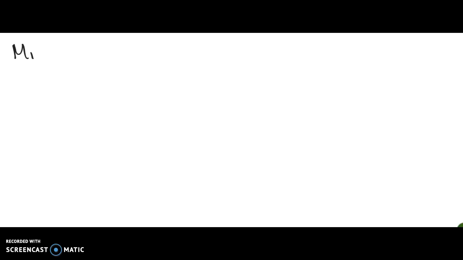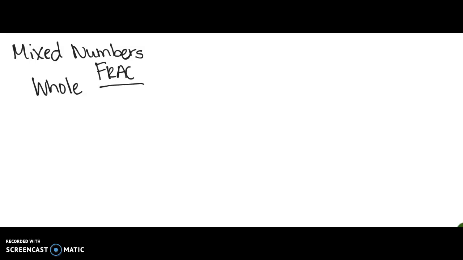So if you remember, mixed numbers include a whole number and then a fraction. So the reason why I'm breaking apart the word fraction is because fraction has two syllables. So it's kind of easy to remember. A whole is one syllable. So it has a whole and then it has a fraction. So remember, one whole and fraction. So let's look at mixed numbers.